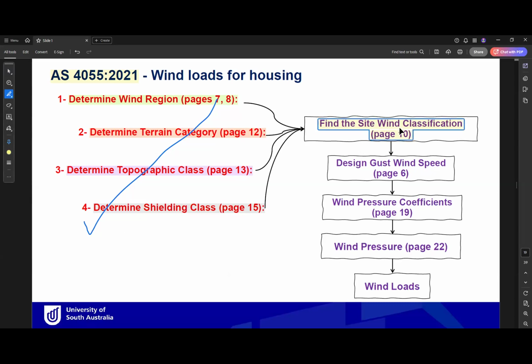So how do we determine the site wind classification? You need to first determine the wind region, number one; determine the terrain category, number two; determine the topographic class, number three; and determine the shielding class, number four. So these four steps are just to find the site wind classification.